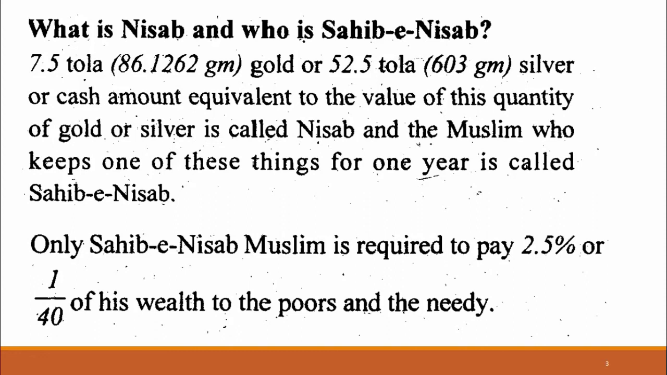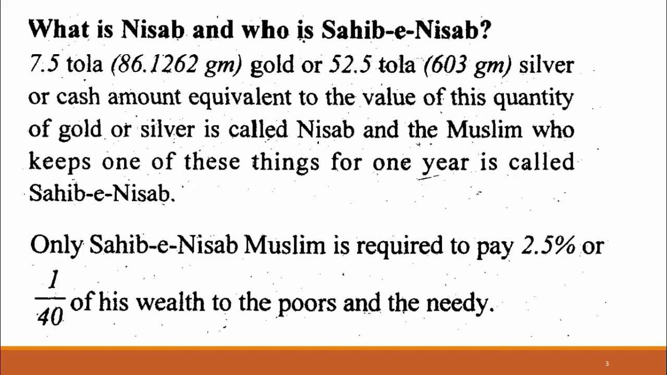If a person has 7.5 tola gold or 52.5 tola silver, or the cash amount equivalent to the value of this quantity of gold or silver for 1 year, then the Muslim should pay zakat to the poor and needy persons at the rate of 2.5%.